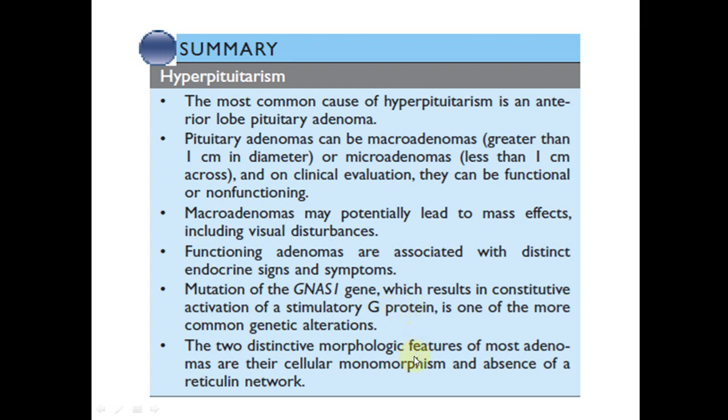Morphologically, as I mentioned, there is cellular monomorphism. If it is a growth hormone adenoma, all the cells will appear pink, since they are acidophilic and they will take the eosin stain. And in other conditions, if the cells are basophilic, they will take the blue stain and will get stained with hematoxylin. And cellular monomorphism is a characteristic of the adenomas.